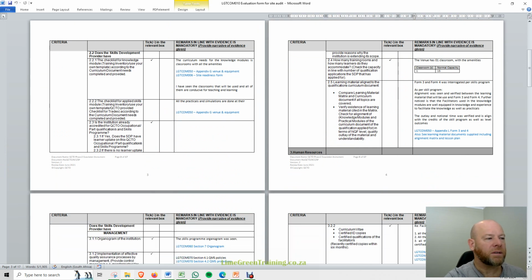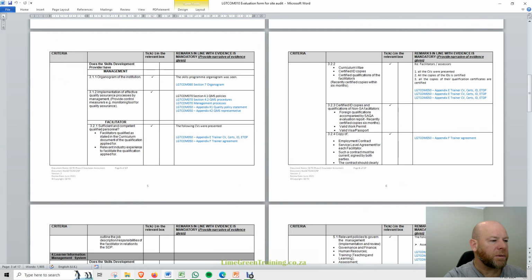exists. Sometimes there would be a document with a section number. So here we have implementation of effective quality assurance processes by management, and here we've given LGTCOM 70, which is a document number, and section 4.2, which is where the QMS procedures are given. So each time there's the requirement, what they have asked of you, and you provide the evidence as a point in your QMS where that evidence exists. The QMS is the application.